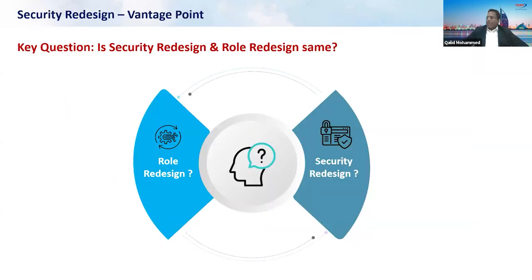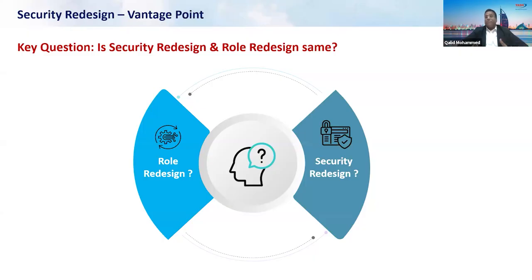The first question we normally get here is that when we want to go for security design, we have multiple stakeholders who will be part of this engagement, and stakeholders end up using these two terms, role redesign and security design, interchangeably. Now the question is, are these two terms the same? Do they mean the same? The answer is definitely not.